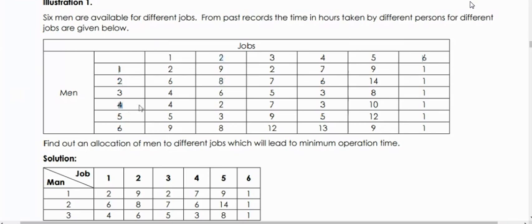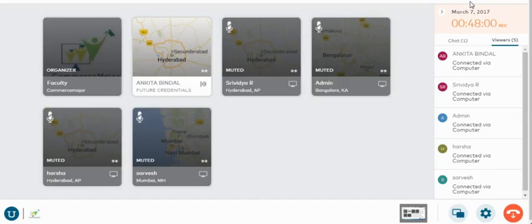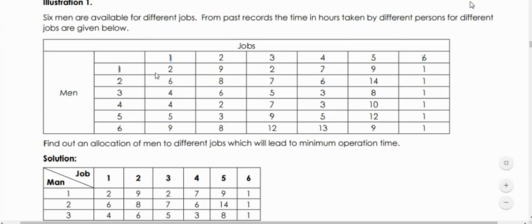The fourth person takes 4 hours to complete job 1. Are you able to understand how the question is being framed? The question is being framed stating how many hours the person takes individually to complete a given job. Now can you tell me, when an assignment question is asked, which job should be allocated to which men?